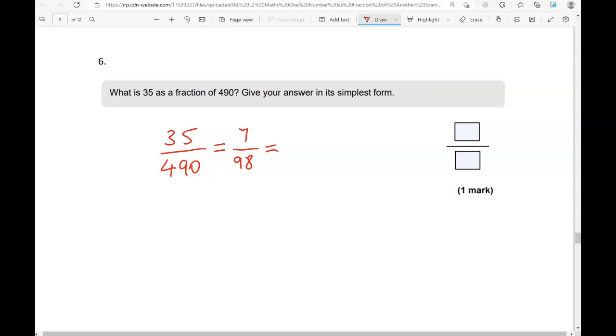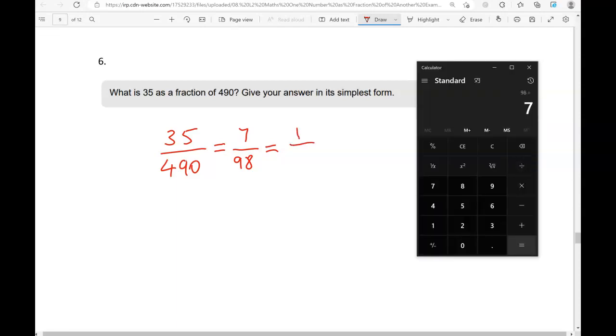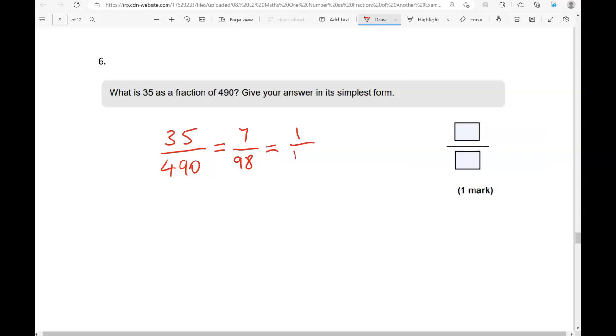Can we divide these numbers again? Dividing 7 by 7 we get 1. 98 divided by 7 gives us 14. So we can't go any further, and that's the answer.